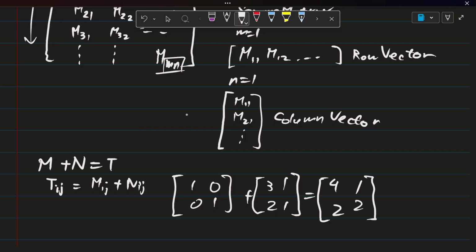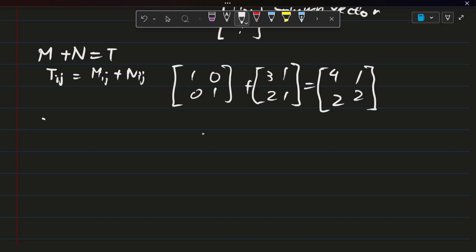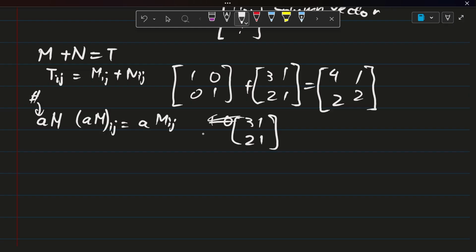Now when you do multiplications, there are two different types of multiplication. We'll first talk about multiplication with a scalar. So it's A, which is a number, and M, which is a matrix. The product will have entries A times Mij. So if we have 3, 1, 2, 1 and multiply this by, let's say, 2, this results in 6, 2, 4, 2.